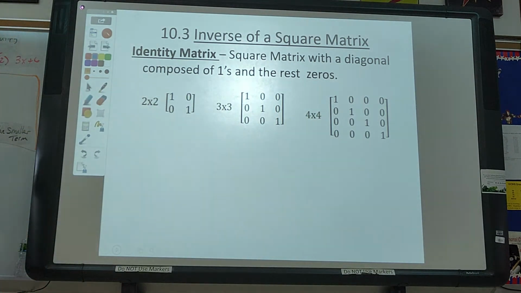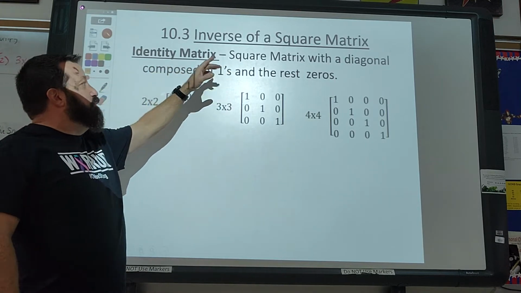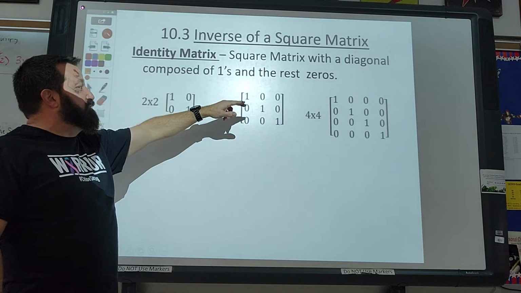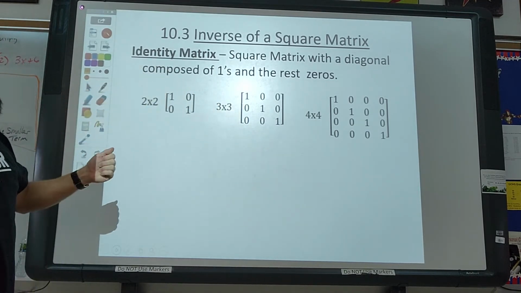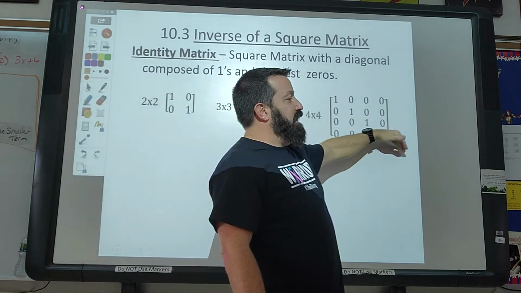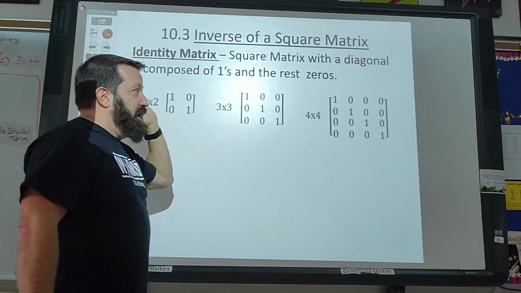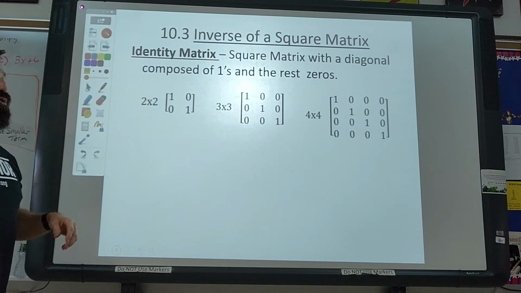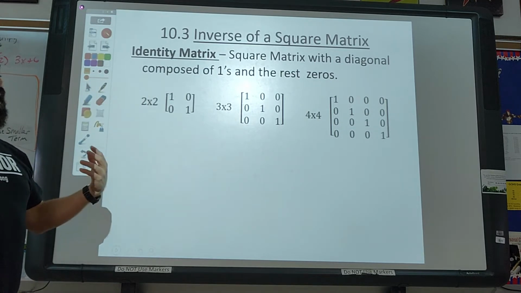So today we're going to be talking about inverse matrices and identity matrices. First, we have to start off by talking about what an identity matrix is. An identity matrix is a square matrix with a diagonal composed of ones and the rest zeros. There are different size identity matrices, but every one of them has this diagonal of ones here and everything else is zeros. An identity is something you can do to something else and not change it.